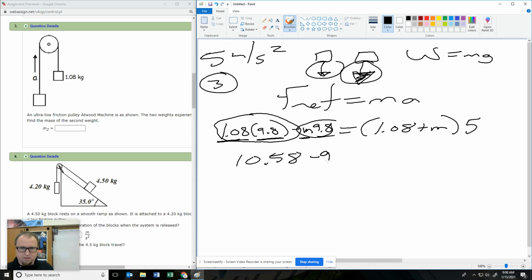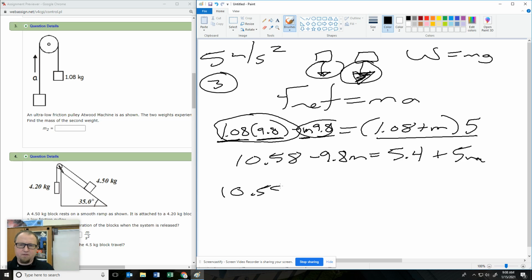10.58 minus 9.8m. Now I'm going to distribute this out. So 5 times 1.08, get 5.4 plus 5m. What I'm going to do is get all my m's on one side and all my numbers on the other. So I'm going to subtract off the 5.4, and then I'm going to add on the 9.8.